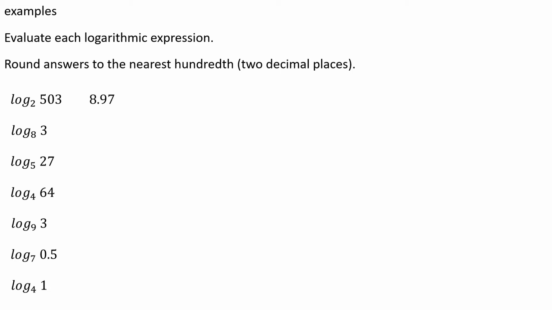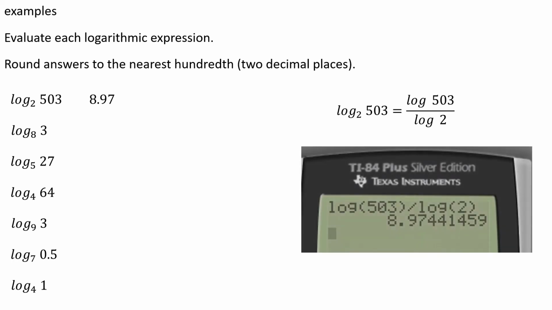8.97. If that's what you got, congratulations. If you did not get 8.97, this is what I did with a calculator. All right, I decided to just use plain old log. And so log 503 divided by log 2, right? I just used the log button.